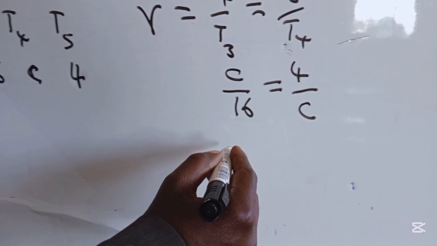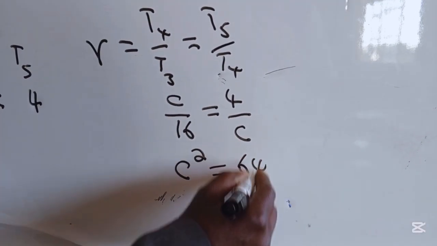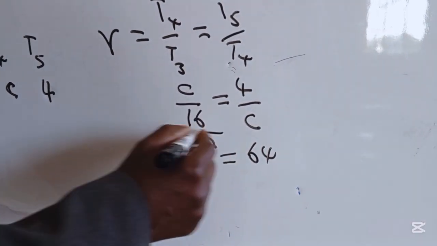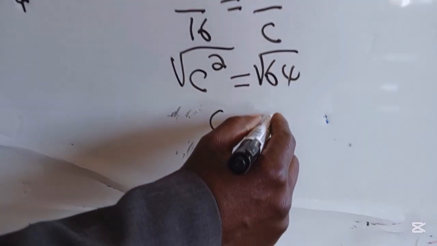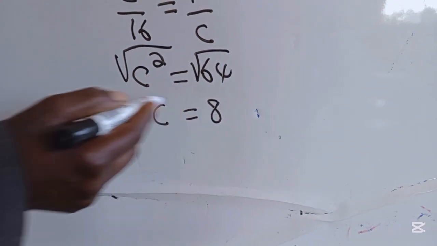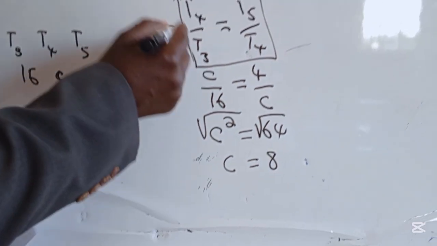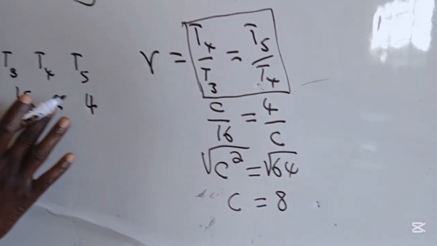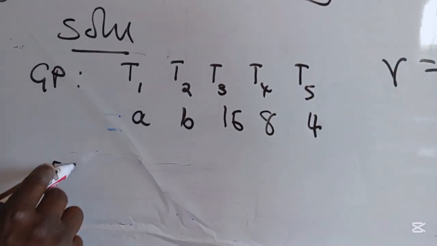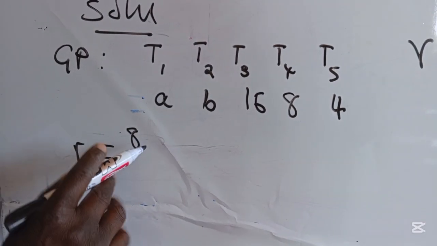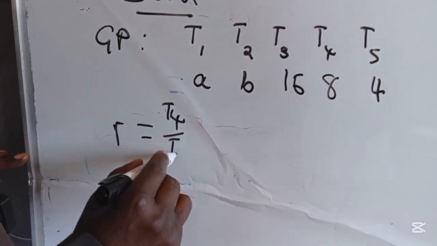When you cross multiply, you are going to have C squared is equal to 64. You agree with me that when you introduce the square root, this C is equal to 8. The square root of this one is 8. Where is it coming from? From the ratios. Now, if it is 8, it means here there is 8. Therefore, it is very easy to find the common ratio. What is the common ratio? Because the common ratio, as I said, is the fourth term over the third term.